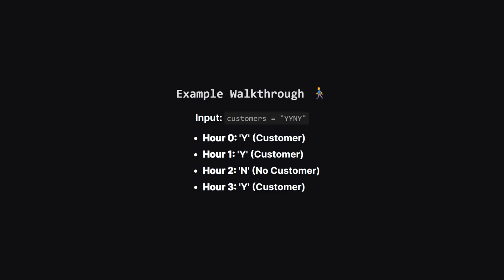Let's walk through the example provided in the problem description to make this concrete. We have the string Y, Y, N, Y. This means at hour 0, a customer comes. At hour 1, a customer comes. At hour 2, nobody comes. And at hour 3, another customer comes. We need to decide, should we close at hour 0, hour 1, or maybe wait until hour 4?